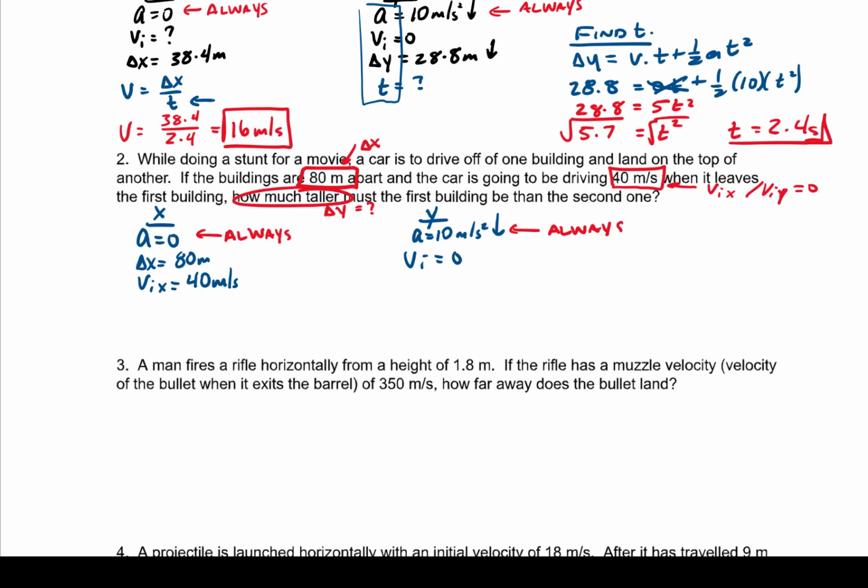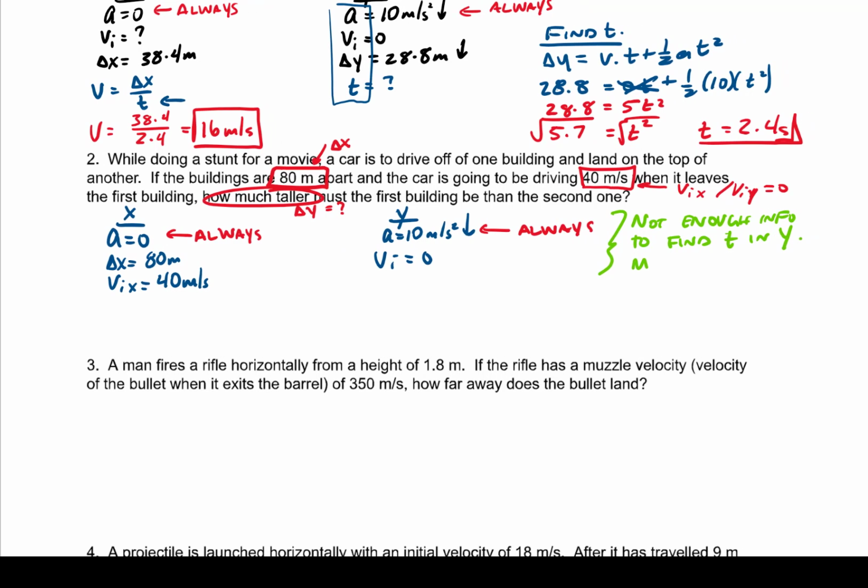Now, if we look at this, that's less information than we usually have in the y. We usually have the delta y, and we're looking for the velocity in the x. That's not the case this time. So what we run into is that we don't have enough information. There's not enough information to find time in the y direction. So we have to go over to the x direction. We must use the x direction to find time.